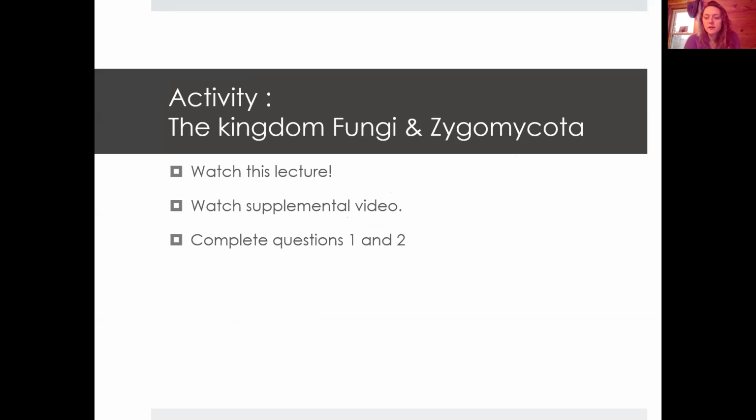Okay, so this is the start of activity 1. This is just going to be a quick overview of fungi and Zygomycota. For this activity, make sure you listen to this whole lecture, maybe take notes, and then there'll be some supplemental videos posted on the As You Learn site that say activity 1 as well. These are going to be the materials you need to answer questions 1 and 2.